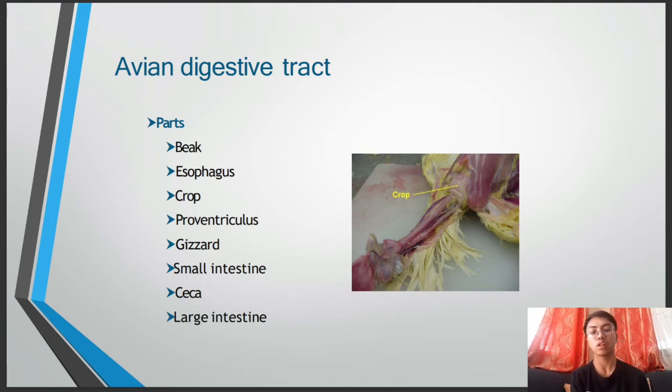Crop is located outside the body cavity in the neck region. The proventriculus is known as the true stomach. Gizzard is referred to as the mechanical stomach. And small intestine and ceca is located where the small and large intestine join. And the last is large intestine.